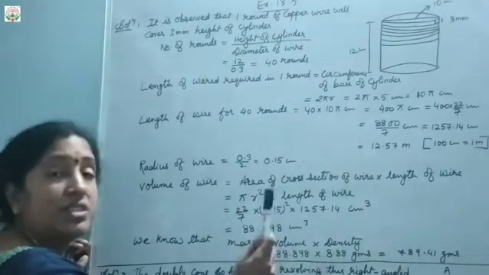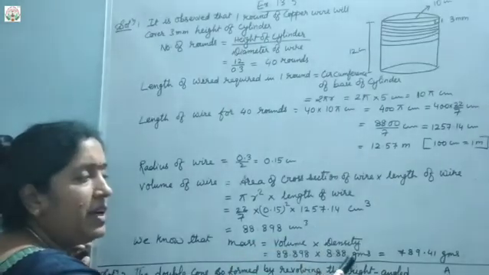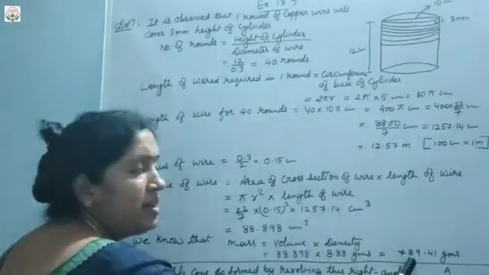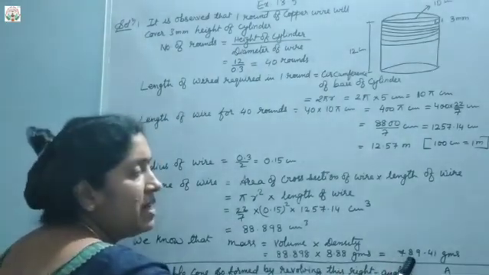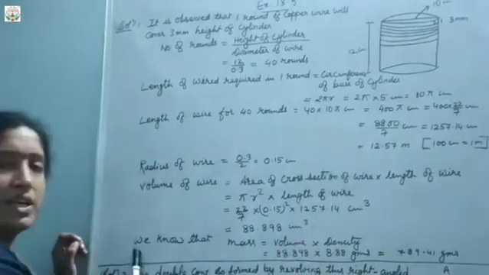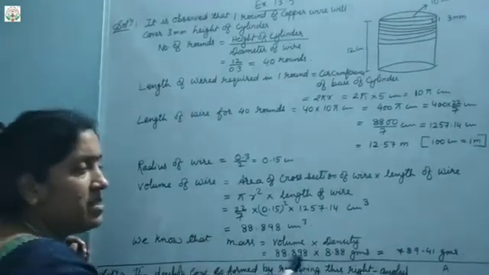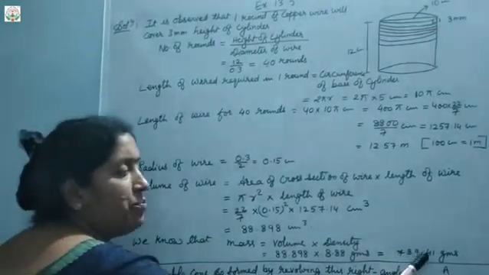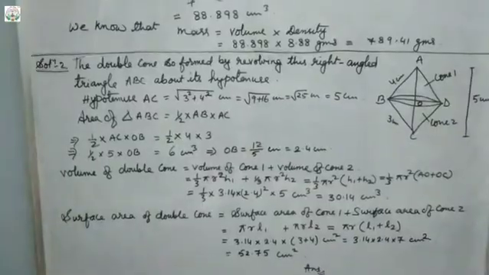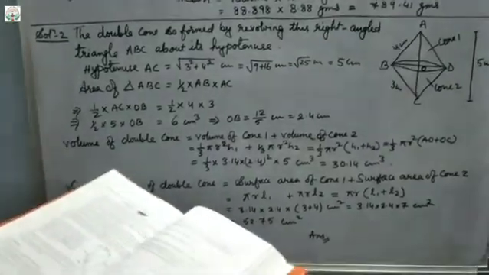88.898 into density, which is given in the book. What is the density? That is 8.88 grams. So now on multiplication of these two, how much will you get? That is 789.41 grams. So you can say that the mass is 789.41 grams. Okay.